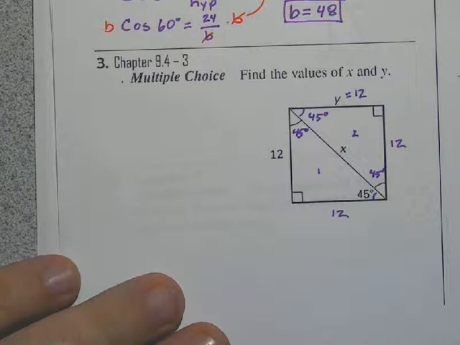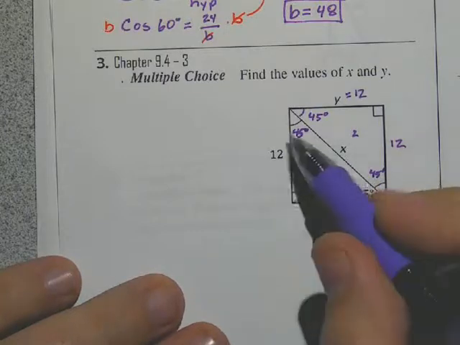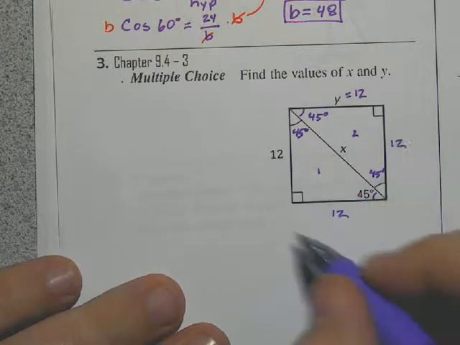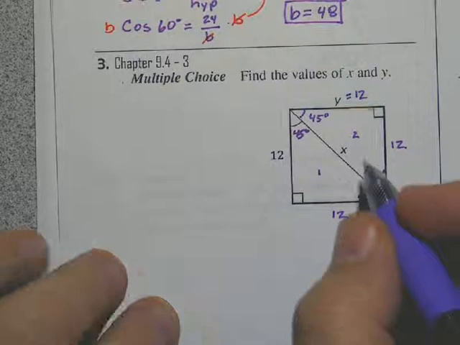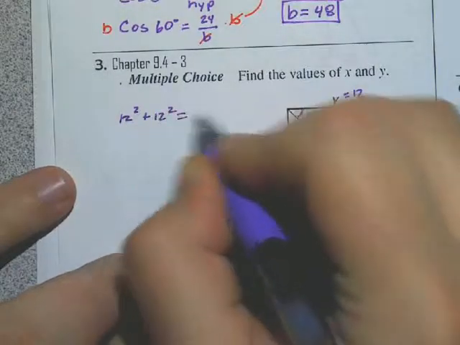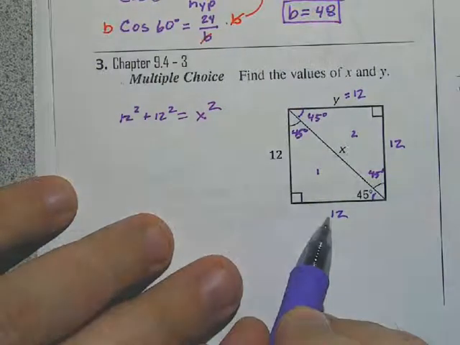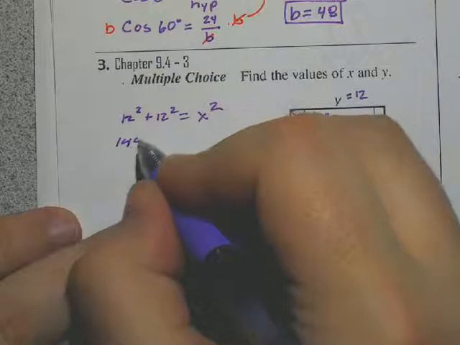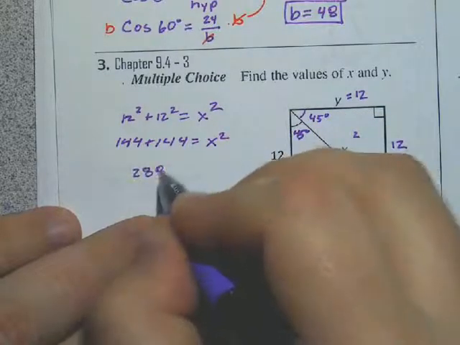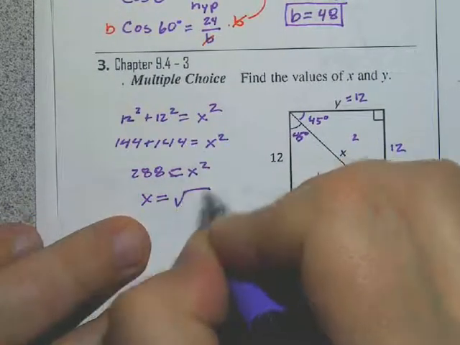We already found y. Now all we need to do is find x. I could use trig, or I could use SOHCAHTOA. Or, sorry, my bad, those are the same thing. Trig or Pythagorean's theorem. It's up to you. So I could do 12 squared plus 12 squared equals x squared for Pythagorean's theorem on this triangle right here. And I'm going to get 144 plus 144 equals x squared. 288 equals x squared. X equals the square root of 288.